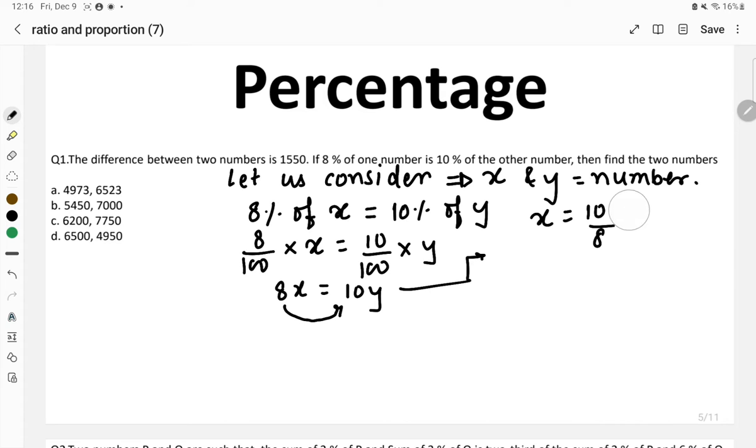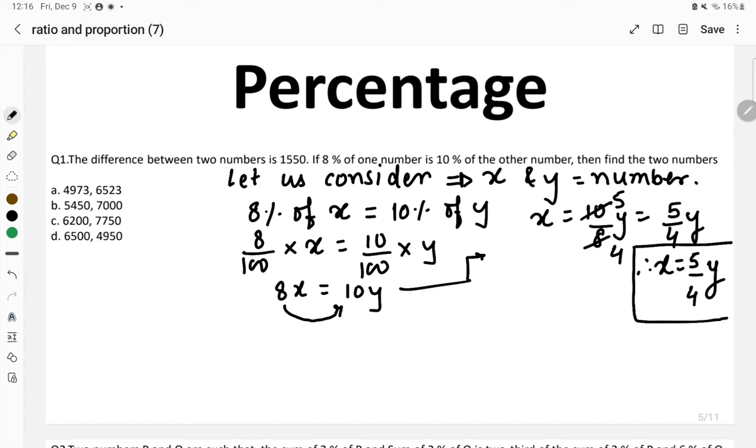So what will be the answer? 5 by 4y. Just cancel it out. 2 5s are 10, 2 4s are 8. It will be 5 by 4y. Therefore, what is the value of x? 5 upon 4y. This is the value of x.